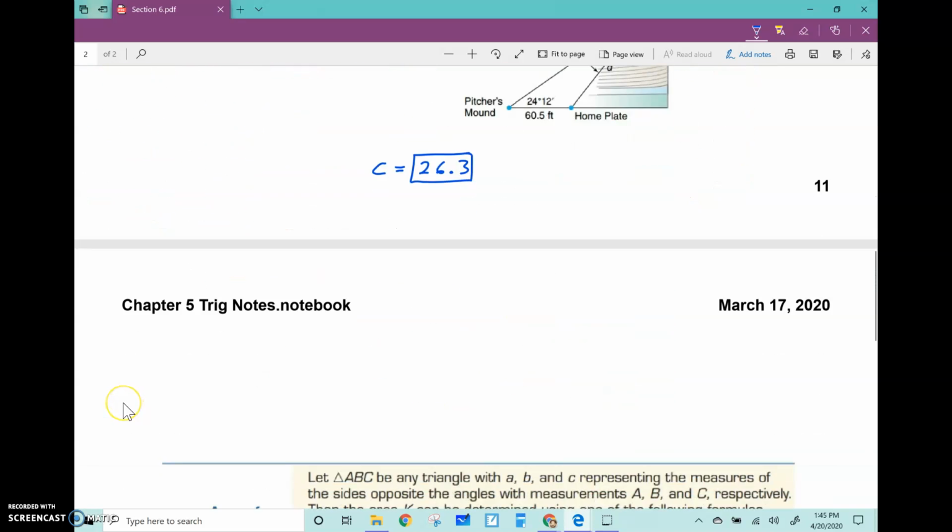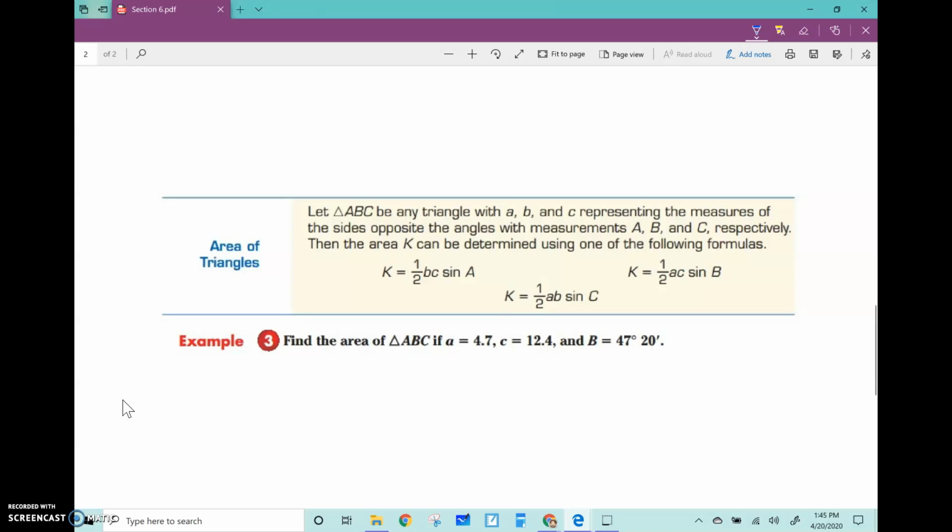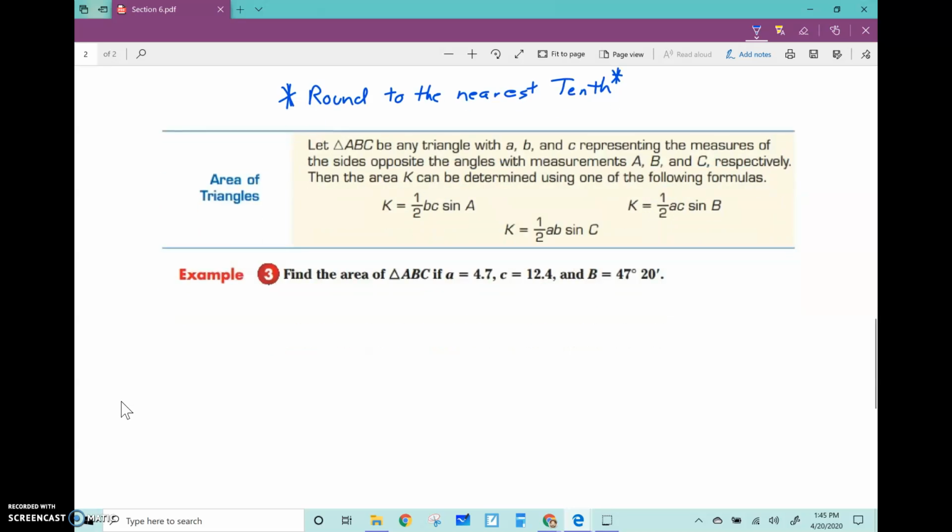All right, now let's get into 2 more tools. All right, a little something to make life easier if you want to. Just round everything to the nearest tenth. Okay, unless the directions state otherwise, just round everything to the nearest tenth. It'll make life easier. Okay.